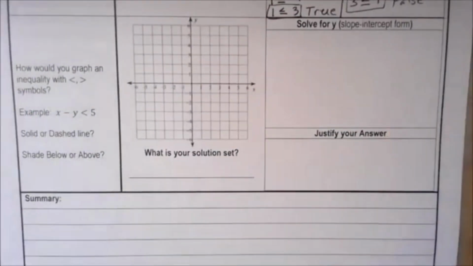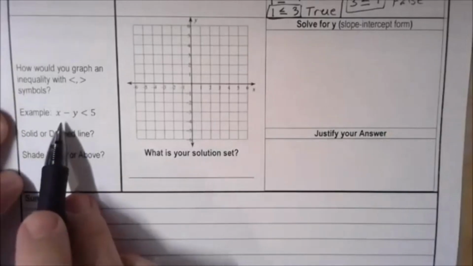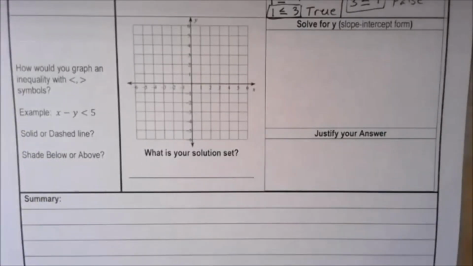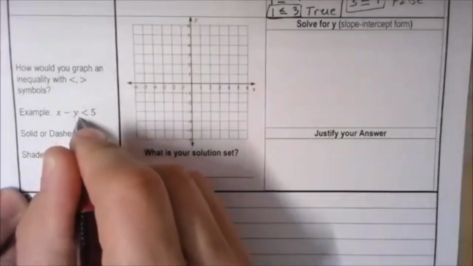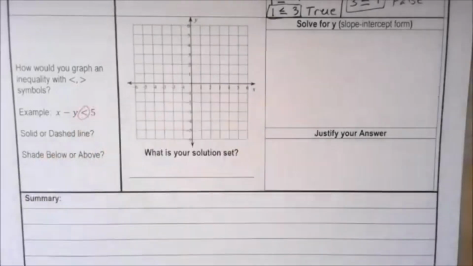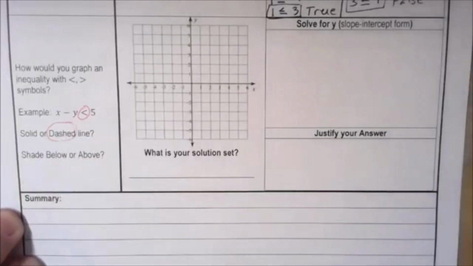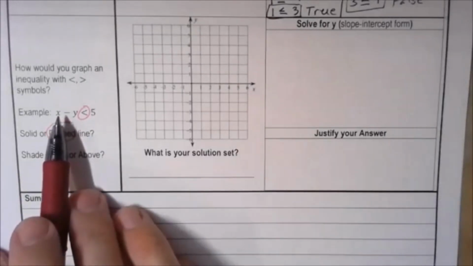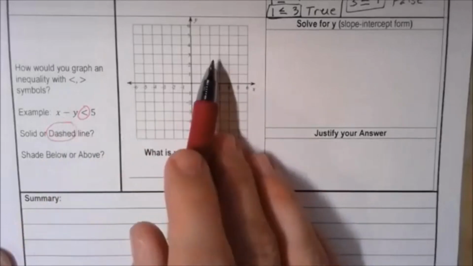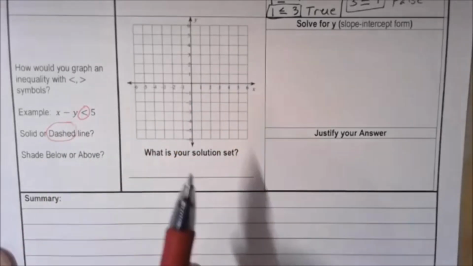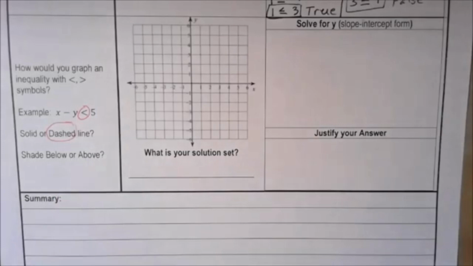On the next one, once again, notice we are given an equation in standard form. I do want you to realize that this time they're giving us a less than symbol. And if it's a less than symbol, we do use a dashed line instead of a solid. And then once we get this converted to slope-intercept form by solving for y, we'll go ahead and graph it and then use a test point to see do we shade below or above. So let's go ahead and take a look at this.